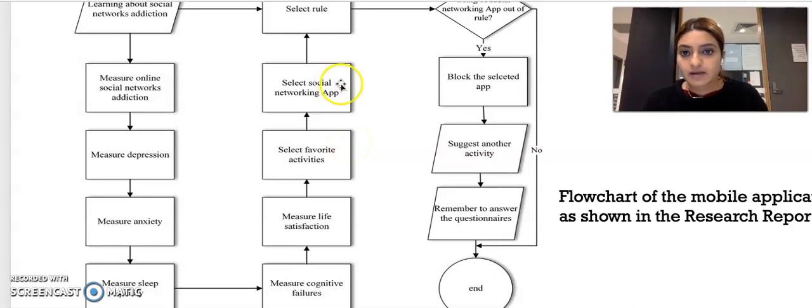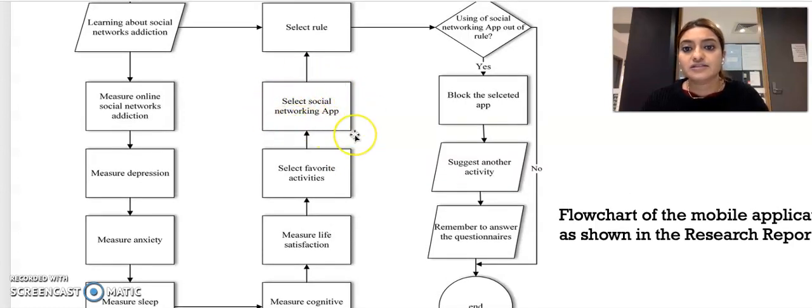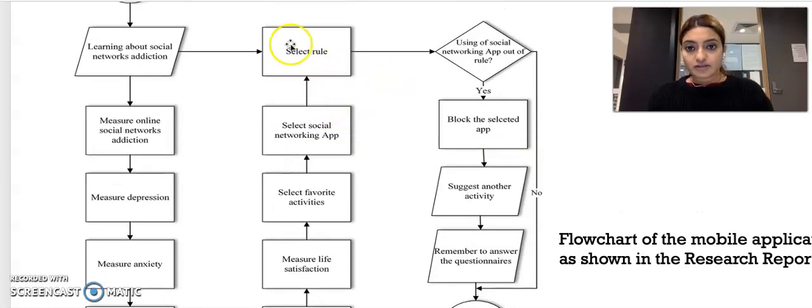They were then asked to select social networking apps on their phone that they wanted to limit usage of. They were also asked to select rules such as never, sometimes, specific times a day. So they could select whether the app was meant to be fully blocked off or whether it could be used at certain times, certain days.